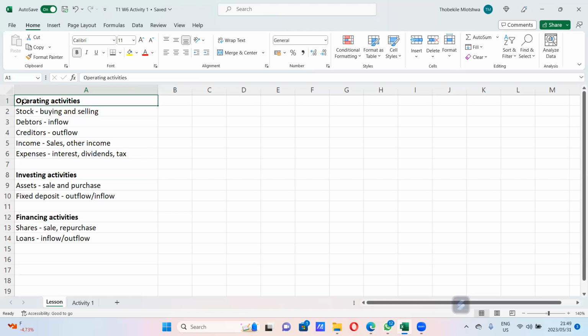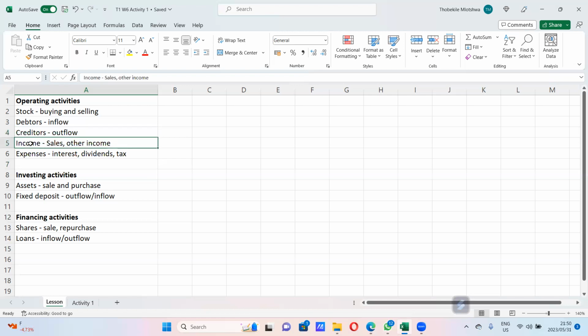This includes stock, whether you're buying it or selling it. When you buy it, which is trading stock, it's cash outflow. When we are selling it, which is sales, that's cash inflow. When you are selling it on credit, you've got debtors. When the debtors pay you back, that's cash inflow. When you buy it on credit, and then you have to pay the creditors, that's cash outflow.